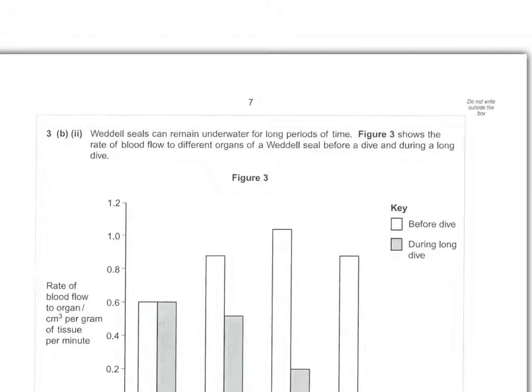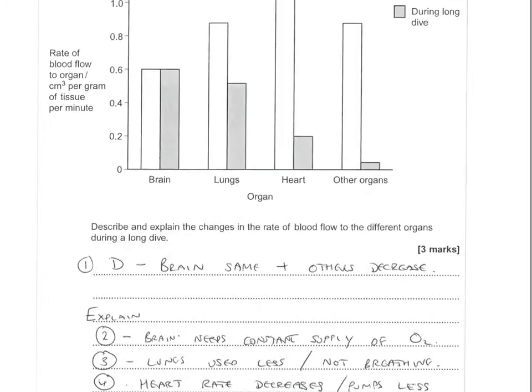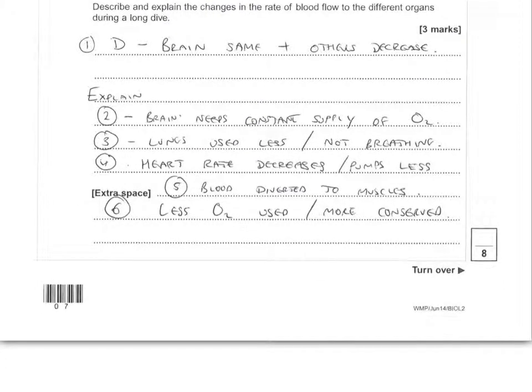And this is because the seal is swimming underwater. The idea then is if you've got less oxygen going to your heart, to your lungs, to your other organs, more is going to be conserved, so it can last underwater for longer.